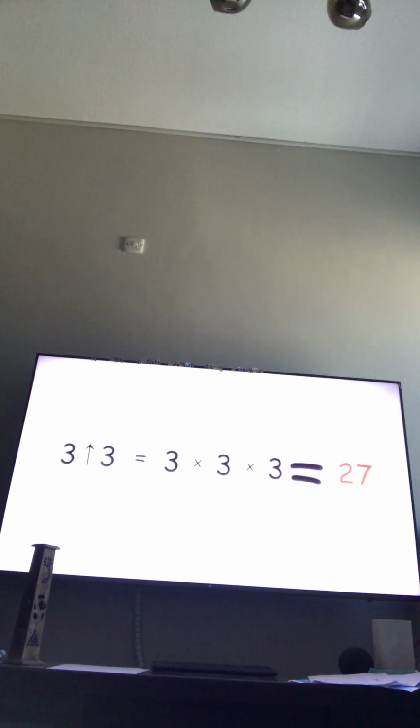Let's have 3 arrow 3. That's just the same as saying 3 to the power 3. 3 to the power 3 is equal to 3 times 3 times 3, which is equal to 27.